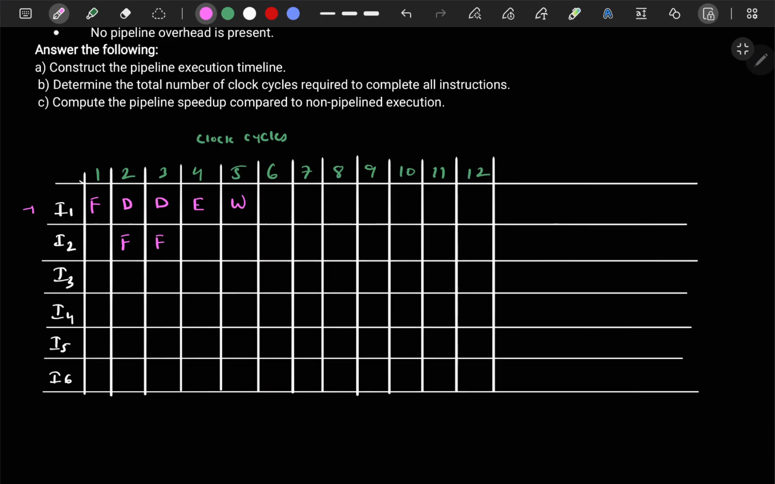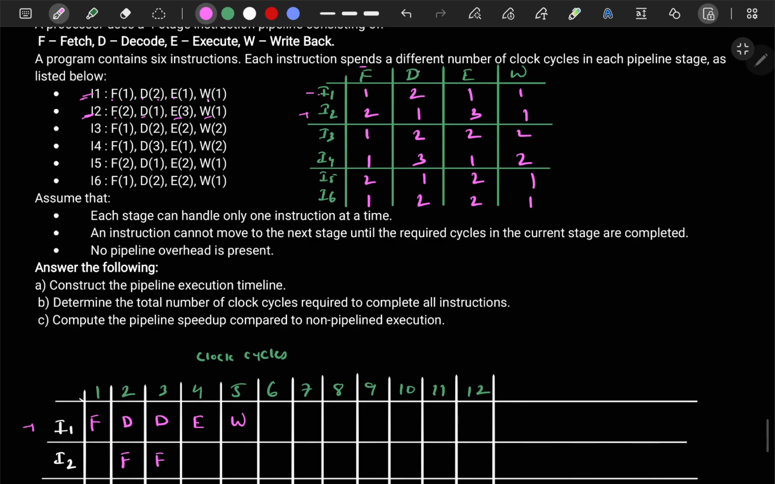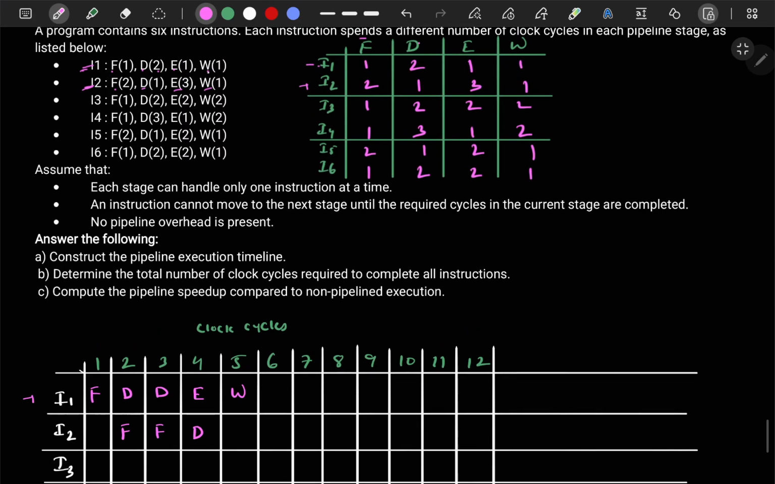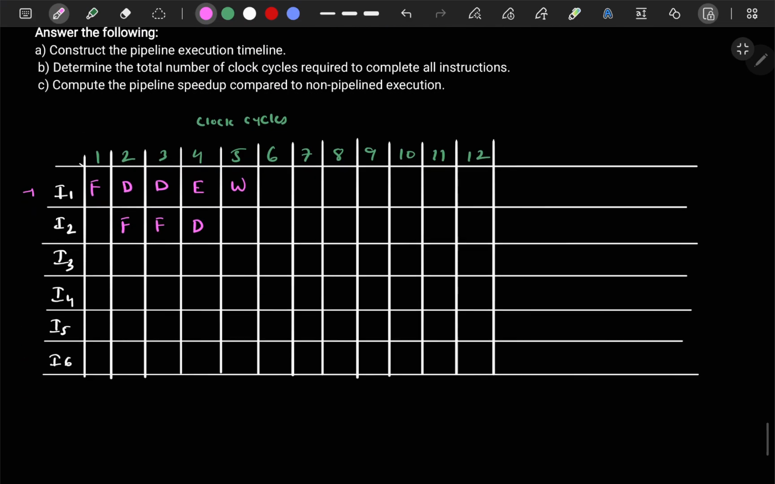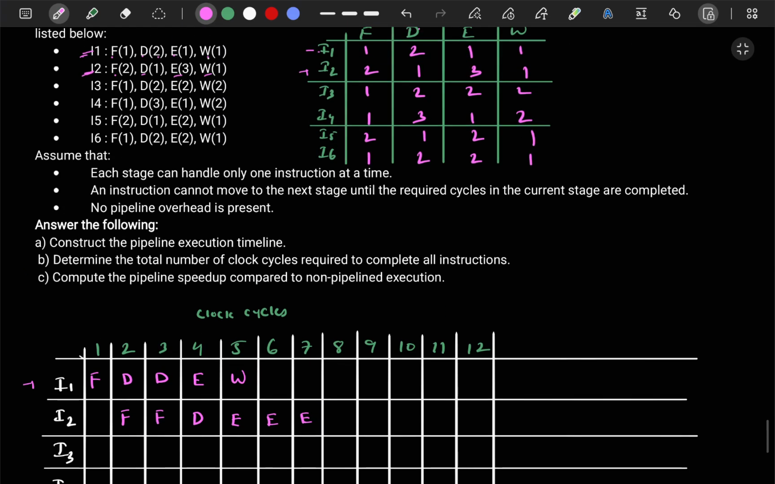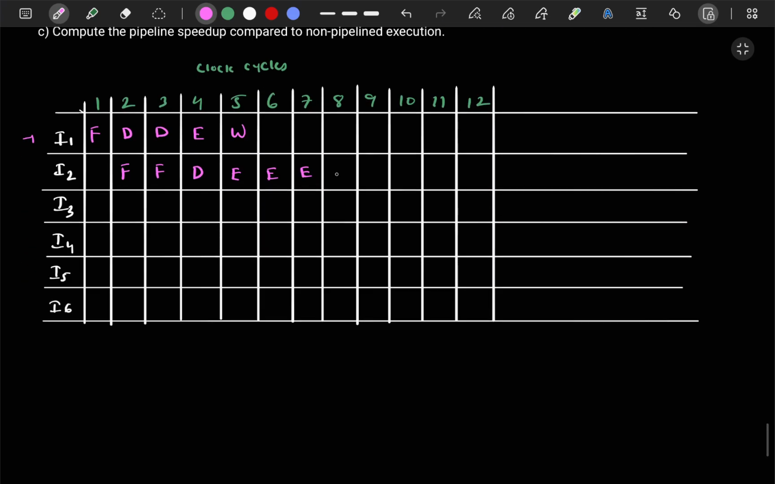Now I2 is taking 1 clock cycle for decode, so you write decode here 1 time. Now I2 is taking 3 clock cycles for execution, so you write execution 3 times. So at clock cycles 5, 6, 7 execution is happening, at minimum. Now I2 is taking 1 clock cycle at write back, so you write write back at the 8th clock cycle. This is how you have to fill it. Now go to the next data, that is I3.